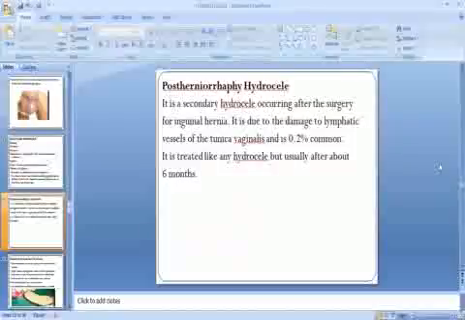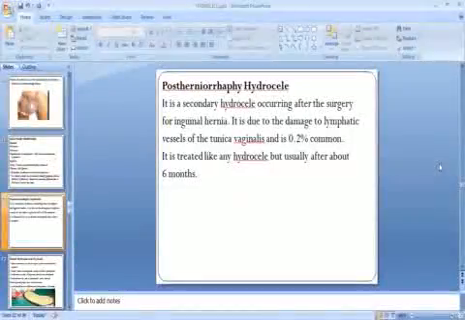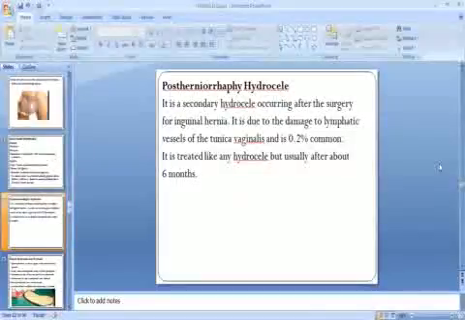Post-herniorrhaphy hydrocele is a secondary hydrocele occurring after surgery for inguinal hernia. It is due to damage of lymphatic vessels of the tunica vaginalis and is 0.2% common. It is treated like a hydrocele but usually after about 6 months.